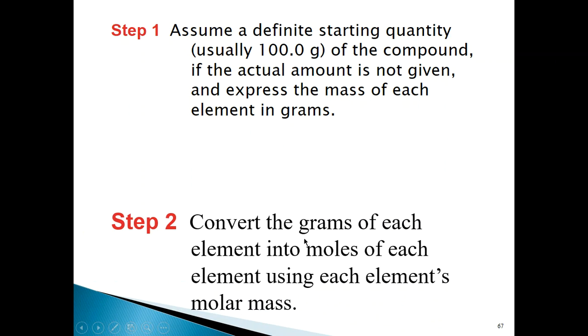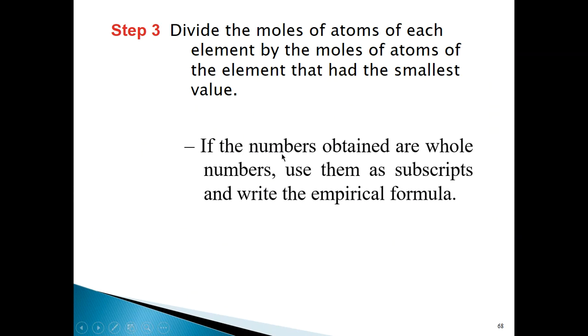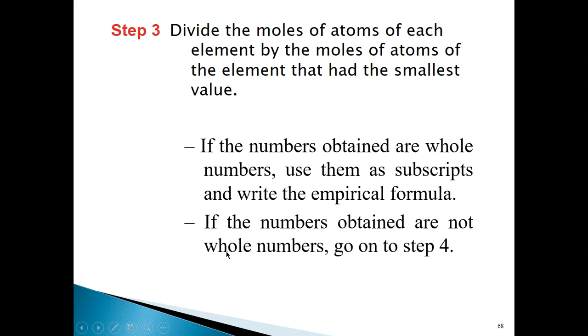The next step is that we convert the grams of each element into moles using each element's molar mass. And we're going to see that in the example that we're going to look at shortly. And then the third step is that we divide the moles of atoms of each element by the moles of atoms of the element that has the smallest value. If the numbers obtained at this stage are whole numbers, then we use those numbers as subscripts when we're writing down the empirical formulas.